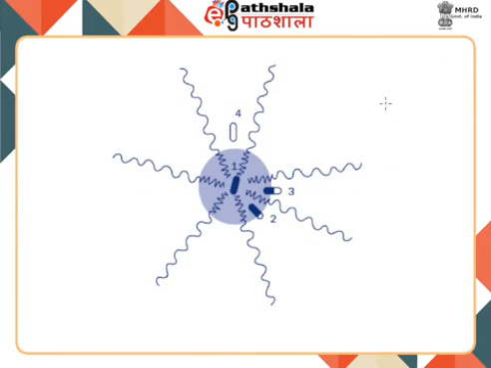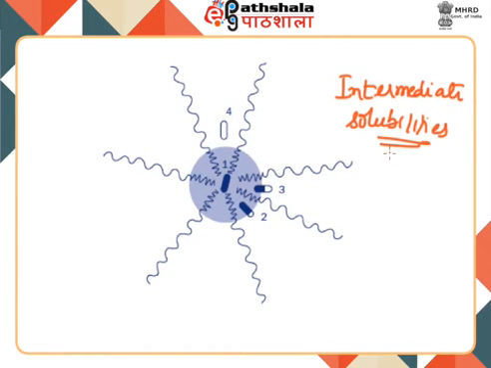Now if we talk about the drugs which have intermediate solubilities, what do we mean by that? That is, there will be drugs with some hydrophobic part and some hydrophilic part, so they will be partially soluble in water. In these cases, these drugs will be positioned in between the core as well as the outside. The core is hydrophobic and the outside is hydrophilic, so they will be positioned in between these two.